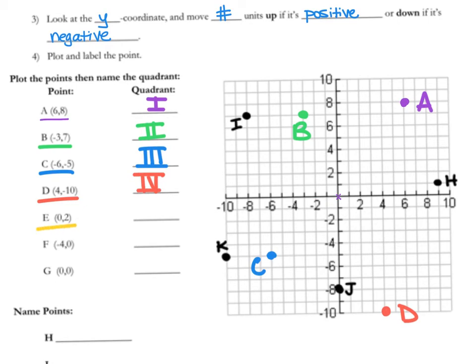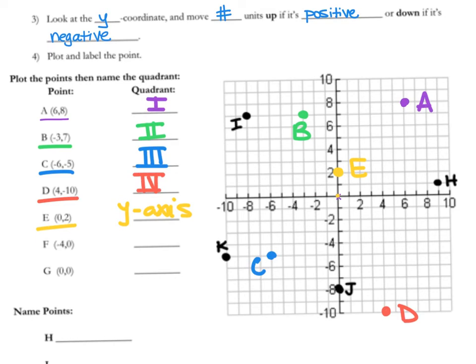Let's keep going. E is 0, 2. Okay, guys, so when I have a 0, that just means I don't move left or right for my x, because the 0 is in the x. So I'm at 0, and I'm just going to go up 2. And so that means if there's a 0 involved, my point's going to be right on an axis, okay? So this is not in a quadrant. It's on the y-axis, okay? And that is point E.